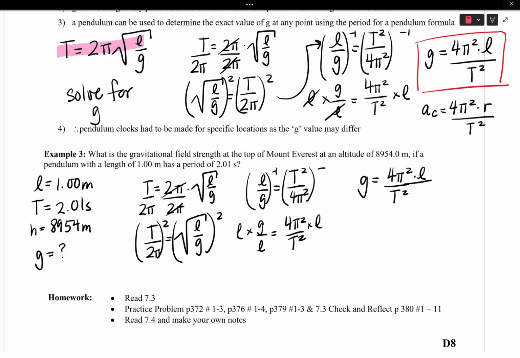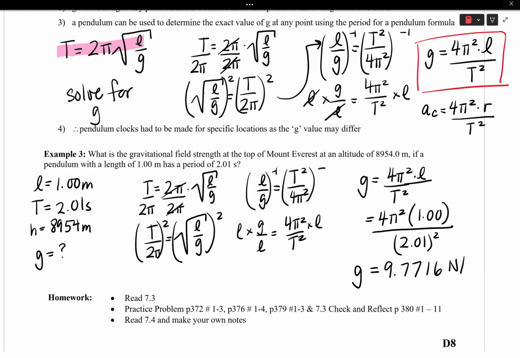And again, you can show me as much work as you need in your equation, but you just always have to start with the original and then show me your final manipulated equation. So this is now going to become 4 pi squared times our length. This is 1.00 meters. All divided by our period, 2.01, and don't forget to square it.